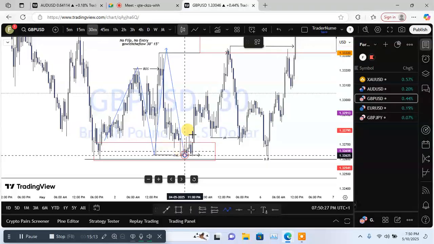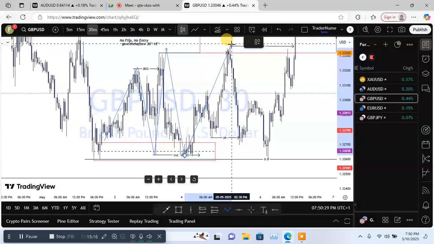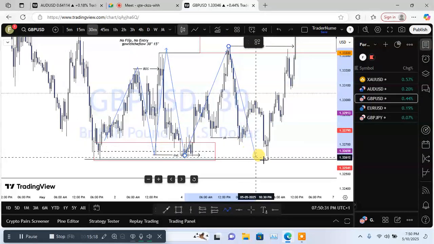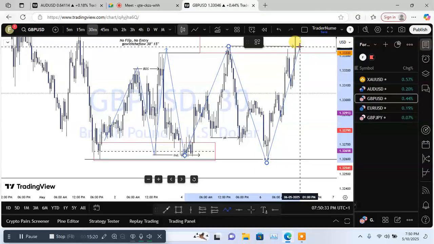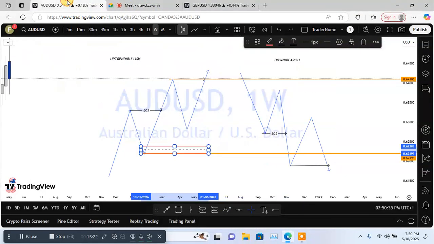So this is just it. Price went up again to this point, came down to this point, and went up again. That is price movement for you, and that's what I'm trying to tell you here: when price is bullish, price is not supposed to go below that demand zone.